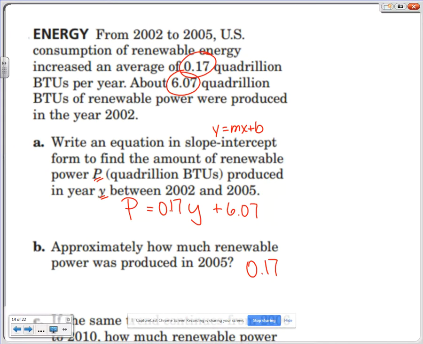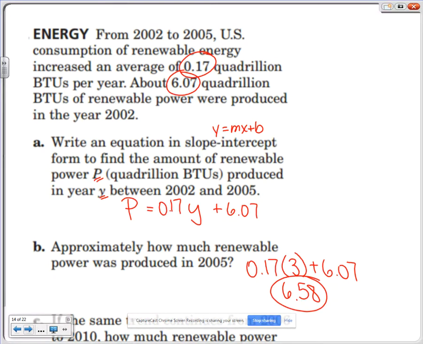It's going to be 0.17 times 3 plus 6.07. Does everybody see that? So how much renewable energy would be produced in 2005? 6.58. Can I get a second on that? Yeah? And this is quadrillion BTUs. So really, this is an awfully big number, right? Quadrillion? Okay. Is that okay?